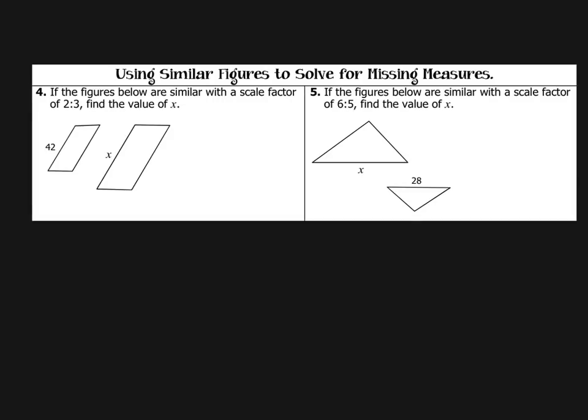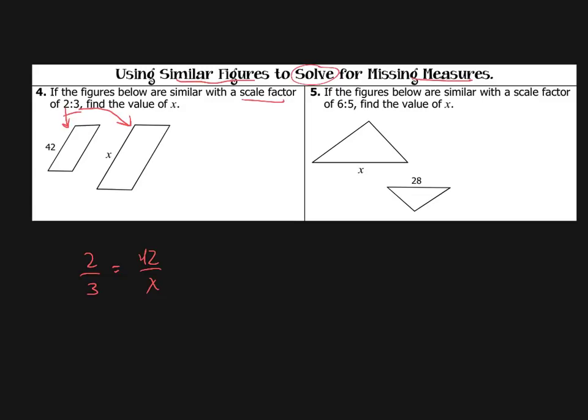Now we're ready to do some algebra. So we're going to use similar figures to solve for missing measures. So the first one, it says the figures below have a scale factor of 2 to 3. And generally, if it's from left to right, then we'll assume that the 2 refers to this figure and the 3 refers to this figure. So we'll say 2 is to 3 is the same as 42 is to x.